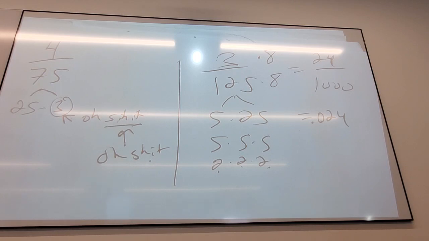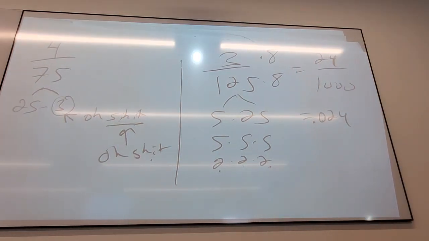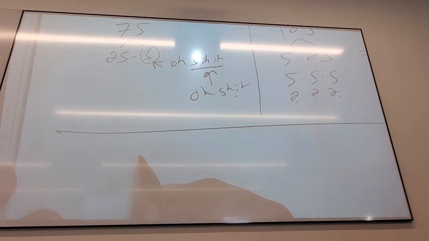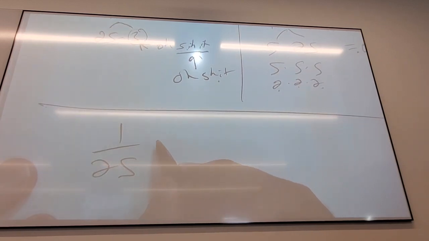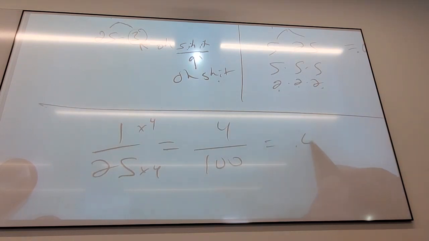So, not sure how else to say this. 1/25. What do I multiply by to make it 100? 4, right? Is that cool? So 1/25 will be 4 hundredths, which is 0.04. Is that all right? Why does that make sense?